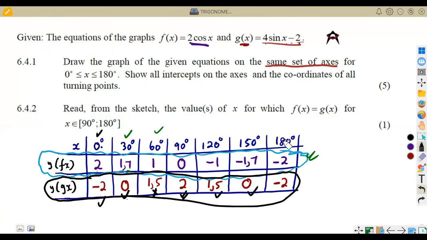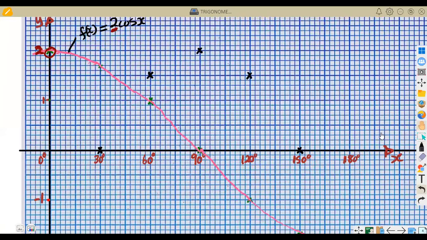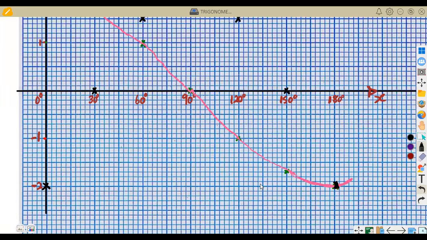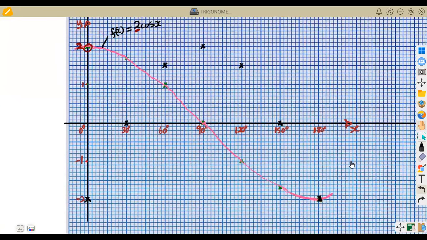Then the last one at 180 is versus -2. These two, they are the same, all right? So we are going to have the 180 versus -2, which is at the end, the same point as the previous one. So meaning to say these graphs will intersect, all right? These two graphs, they are going to intersect.